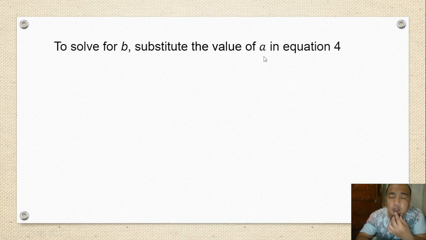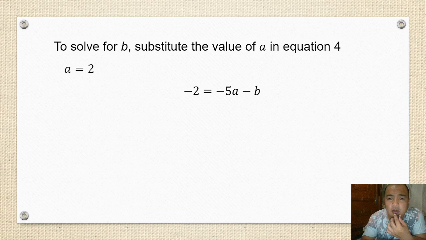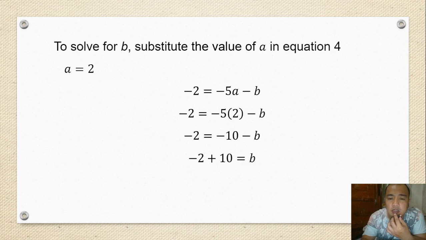Then to solve for b, substitute the value of a in equation 4 or 5. You can use equation 5 also if you want, or 4, but not 1 because we still lack one value. It should be 4 or 5 only. So if a is 2, what is b? Equation 4, negative 2 equals negative 5a minus b. Substitute a by 2. Negative 2 equals negative 10 minus b. Negative 2 plus 10 equals b. Therefore b is 8. A is 2, b is 8.